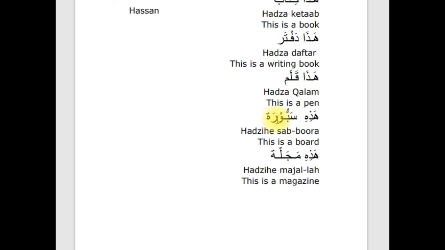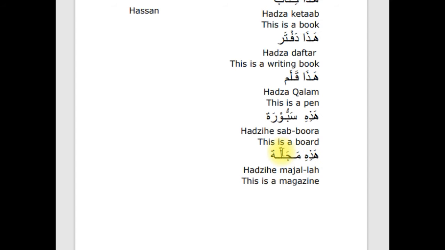هذه سبورة. هذه, this, refers to a feminine gender form. Sabura is a board. It is a feminine gender form because there is a sign there. We call this ta marbuta. هذه سبورة.